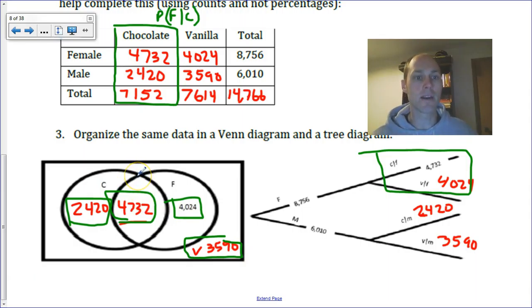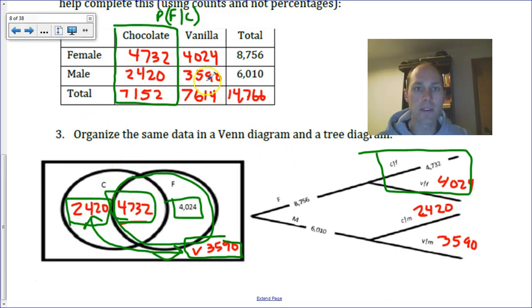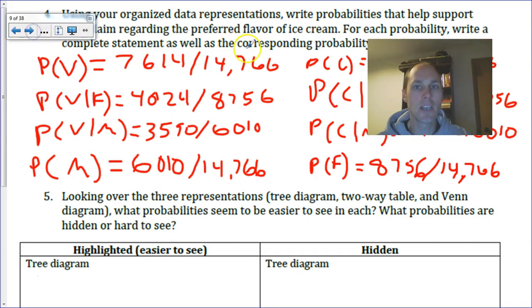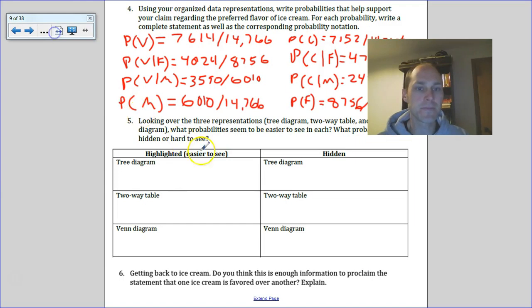It's harder to compare how many total females there are, or how many total males there are. You have to kind of interpret, well, where are the males? Not in the female circle. So males would be these two values. So it gets a little bit harder to see on that Venn diagram, but the tree diagrams and two-way tables make it pretty clear how many of each there are. You can quickly see how many chose chocolate, how many chose vanilla, these two. So each has its own advantages and disadvantages. I'll let you fill that in how you see fit.